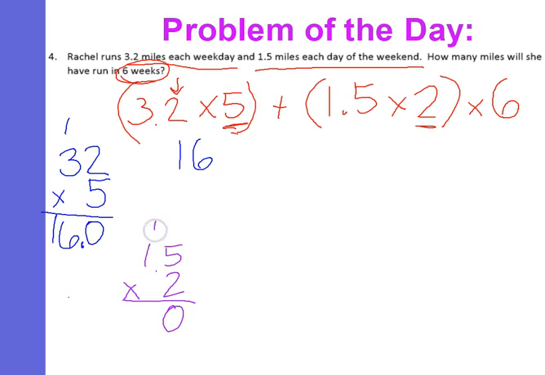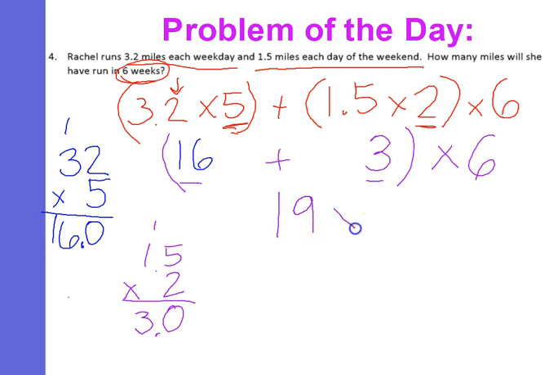2 times 5 is 10. 2 times 1 is 2, plus 1. So then that would be 30 tenths, or that would be 3 total. And then we're going to take the sum of those and multiply it times 6. So now we have 16 plus 3 is 19. So in 1 week, she goes 19 miles. In 6 weeks, how much would she run? Excuse me. So 19 times 6.